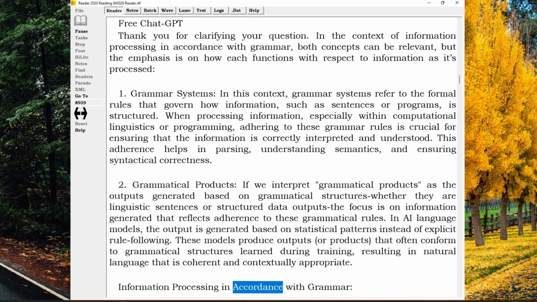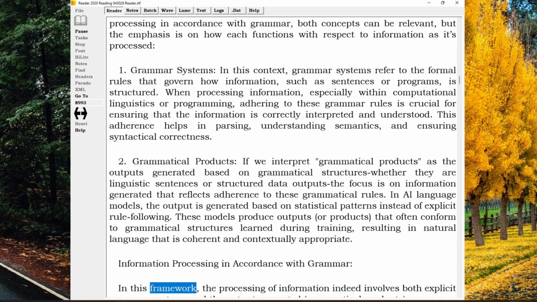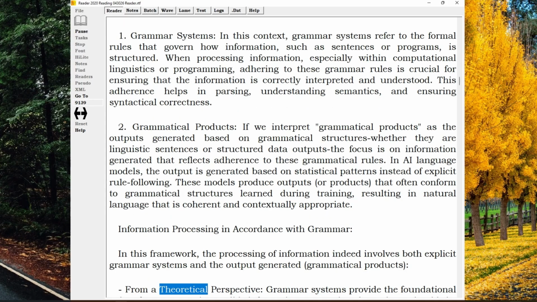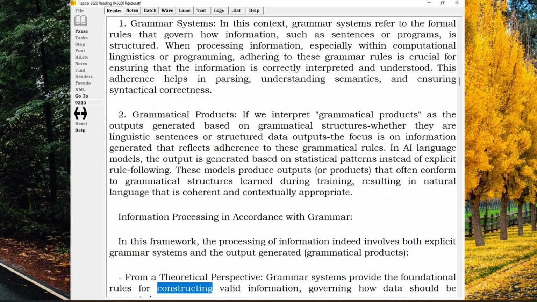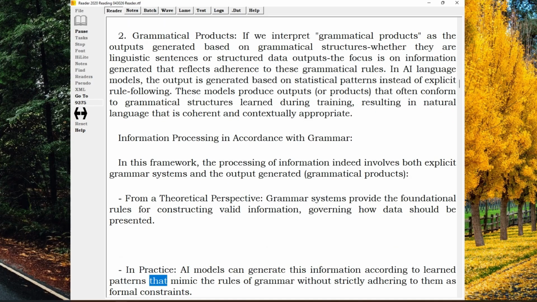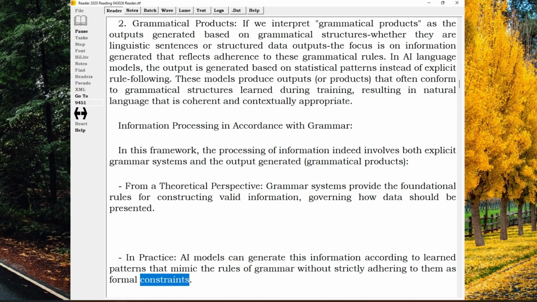Information processing in accordance with grammar. In this framework, the processing of information indeed involves both explicit grammar systems and the output generated, grammatical products. From a theoretical perspective, grammar systems provide the foundational rules for constructing valid information, governing how data should be presented. In practice, AI models can generate this information according to learned patterns that mimic the rules of grammar without strictly adhering to them as formal constraints.